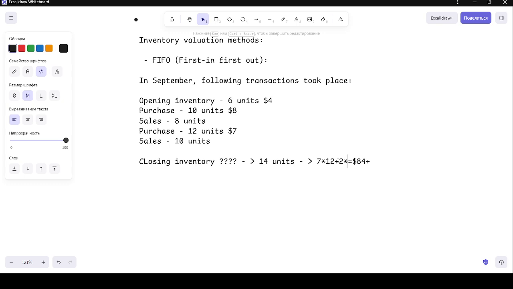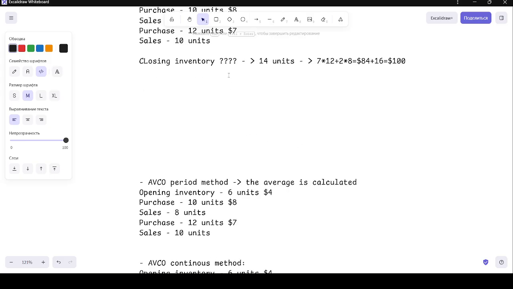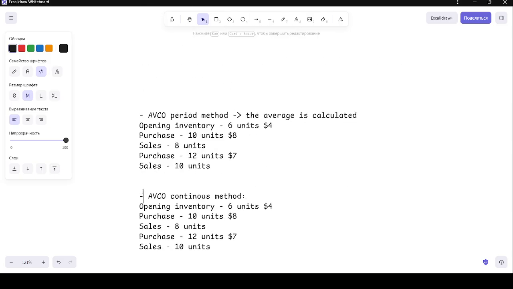2 is multiplied by 8, which gives us $100. I think this is understandable, easy peasy, right? Okay, now we will continue.